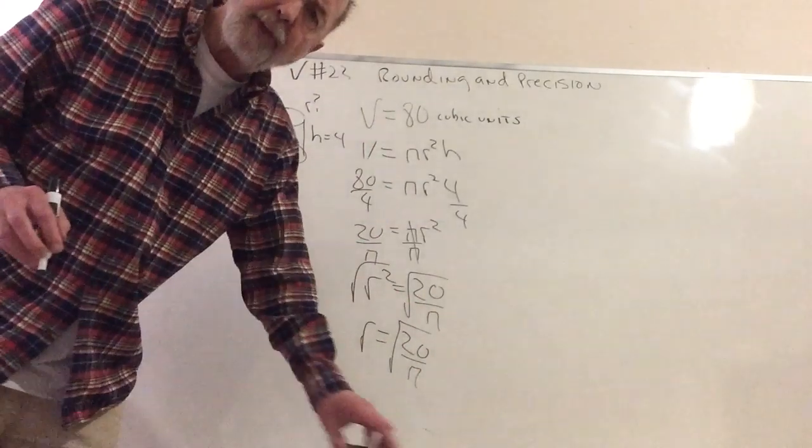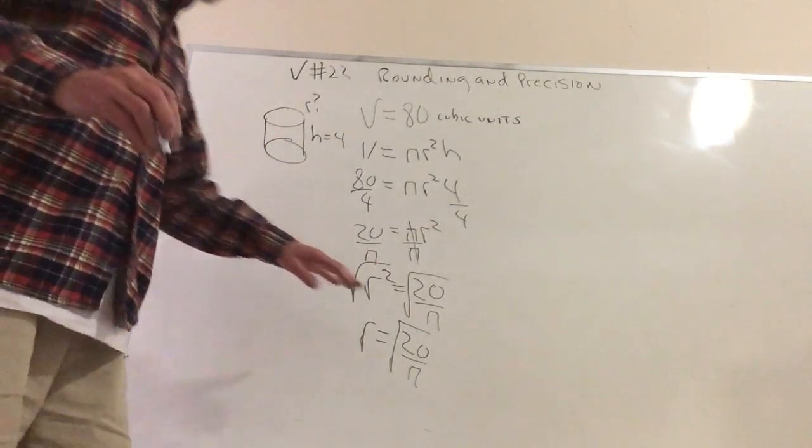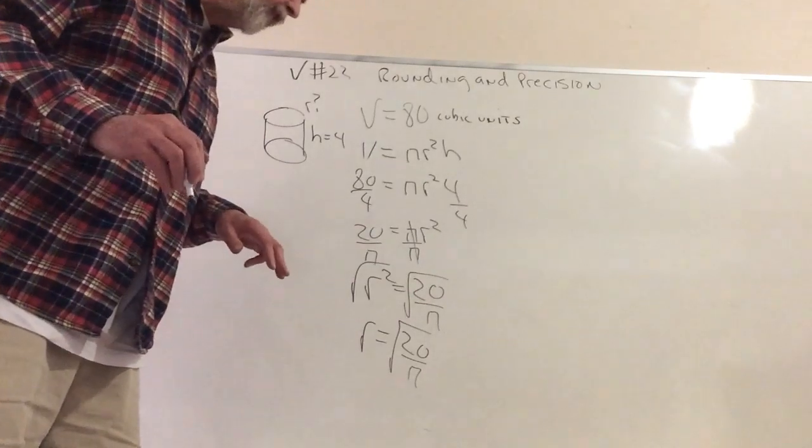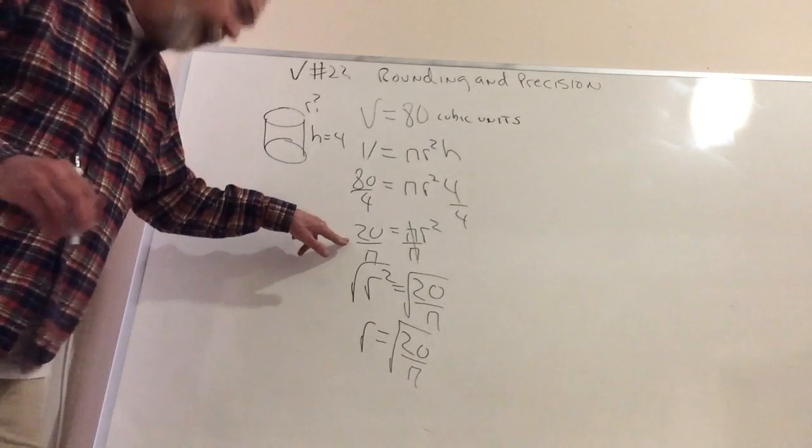Oh, this is what engineers work with. This is a number. It's an irrational number because I told you 20 is not a perfect square. And even this number here, before we took the square root, that's not a perfect square.